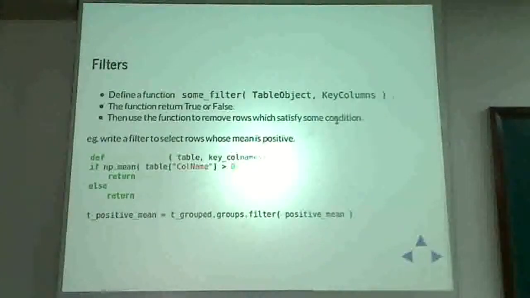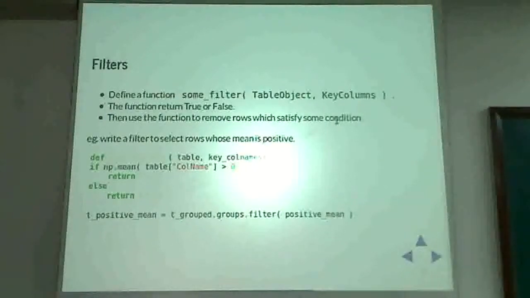Fine. You could also remove groups which satisfy or do not satisfy some criterion. But this is a bit non-trivial in the sense that you first have to define a function which is called a filter function. That function compulsorily must be designed as follows. It should accept 2 arguments. The first argument should always be a placeholder for the table object that will be supplied to the function. The second argument will always be something called key columns, that is the column that was used for creating the groups.